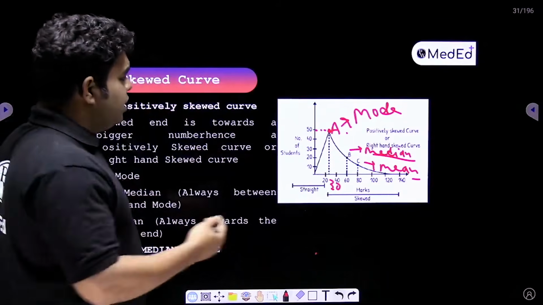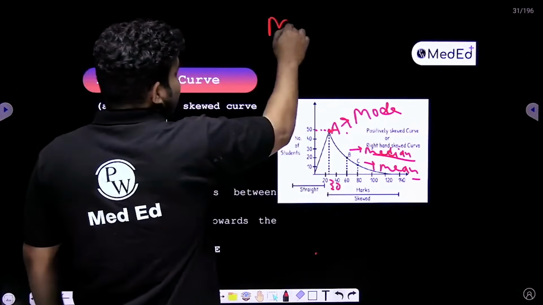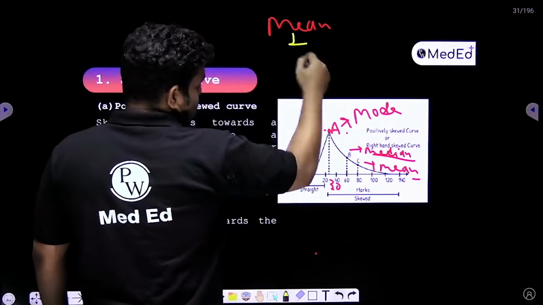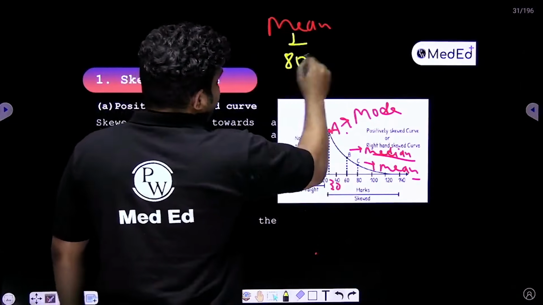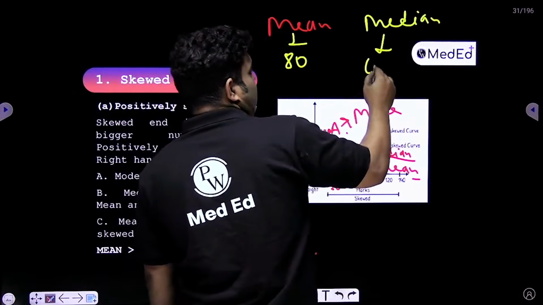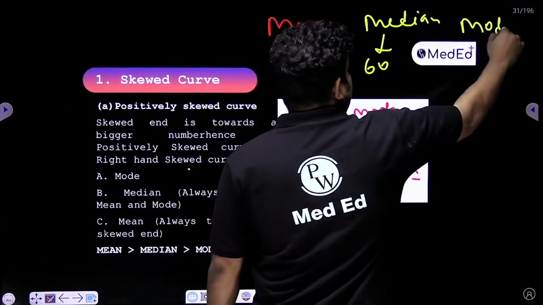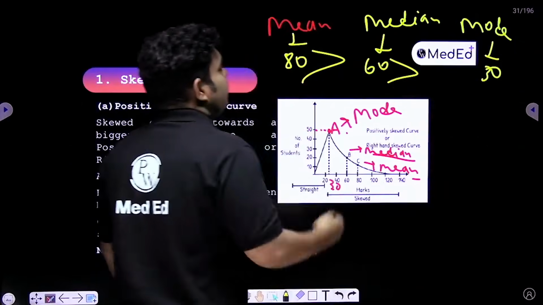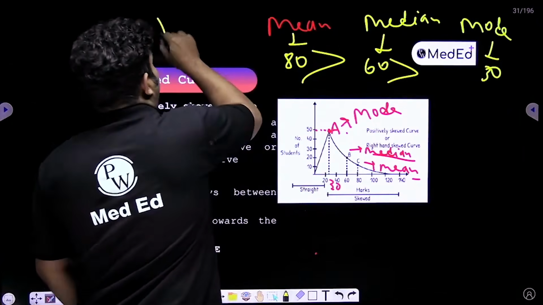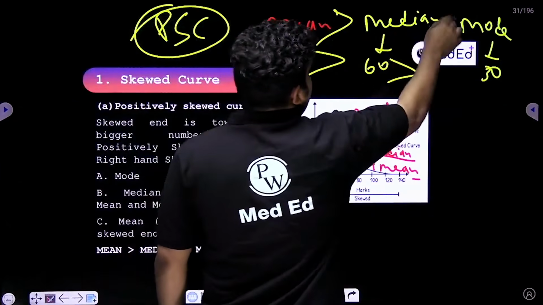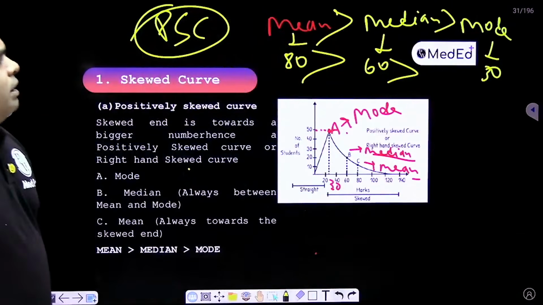And in a positive skewed curve, you can see mean is coming at something around 80. Median is coming at around 60. And mode is coming at 30. And we all can see 80 is bigger than 60 and 60 is bigger than 30. So I can say that in a positive skewed curve, mean will be bigger than median and median will be bigger than mode.